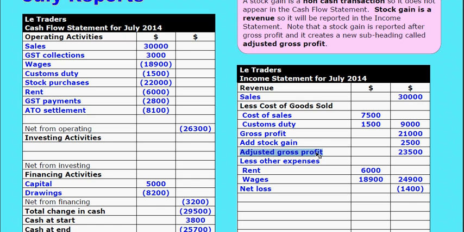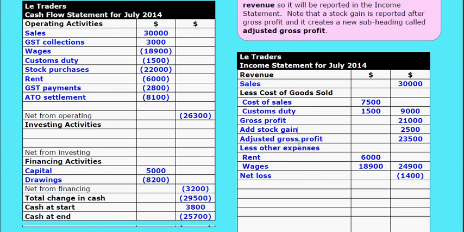It is possible to have a stock gain and a stock loss in the same reporting period, because most businesses, of course, have multiple stock lines, so they might have a gain in one stock line and a loss in another stock line. So in some exercises, it could be less stock loss, add stock gain, or add stock gain, less stock loss. Usually only one item, but sometimes there can be both a stock loss and a stock gain.